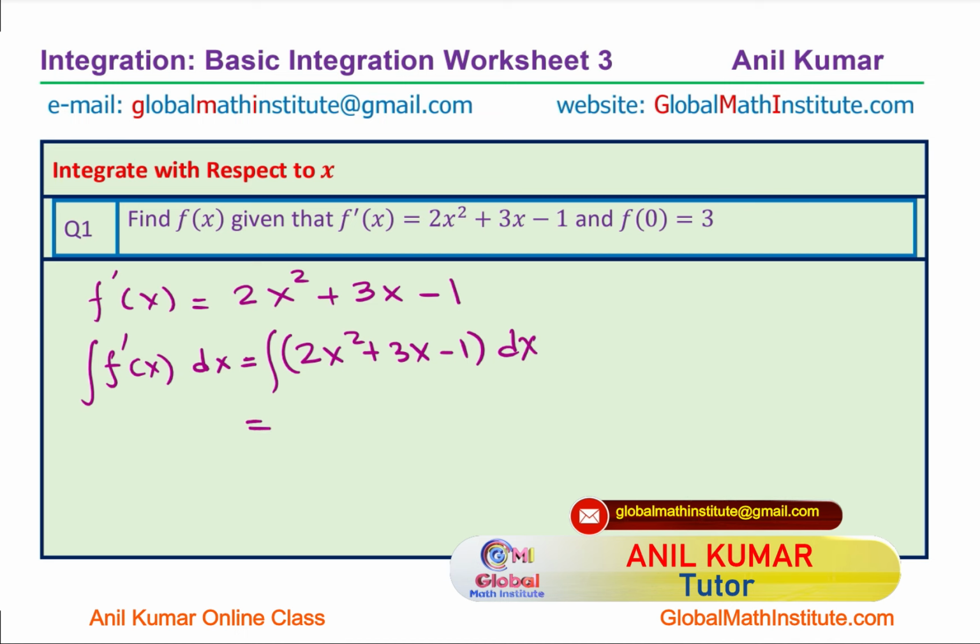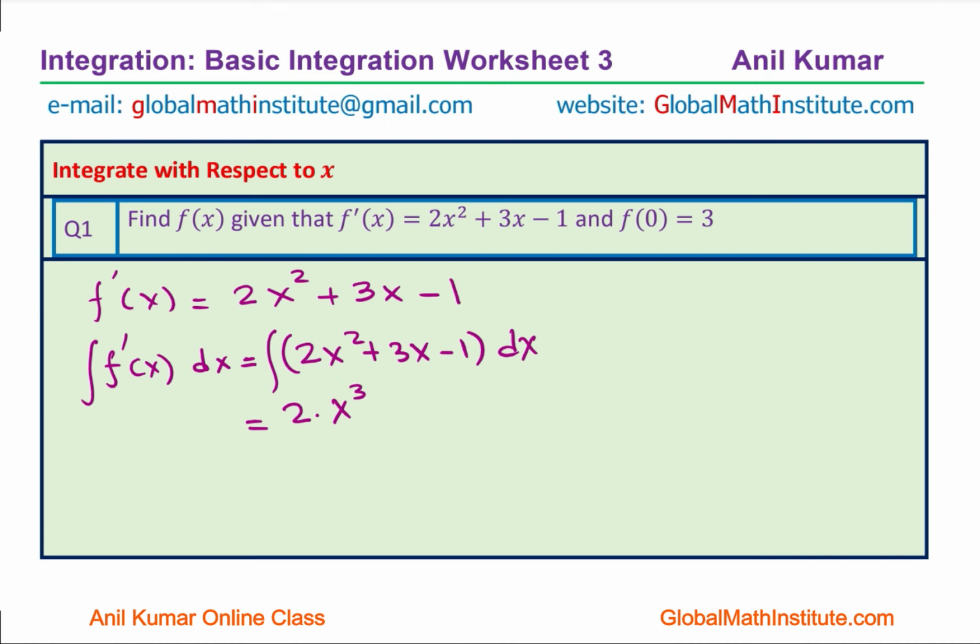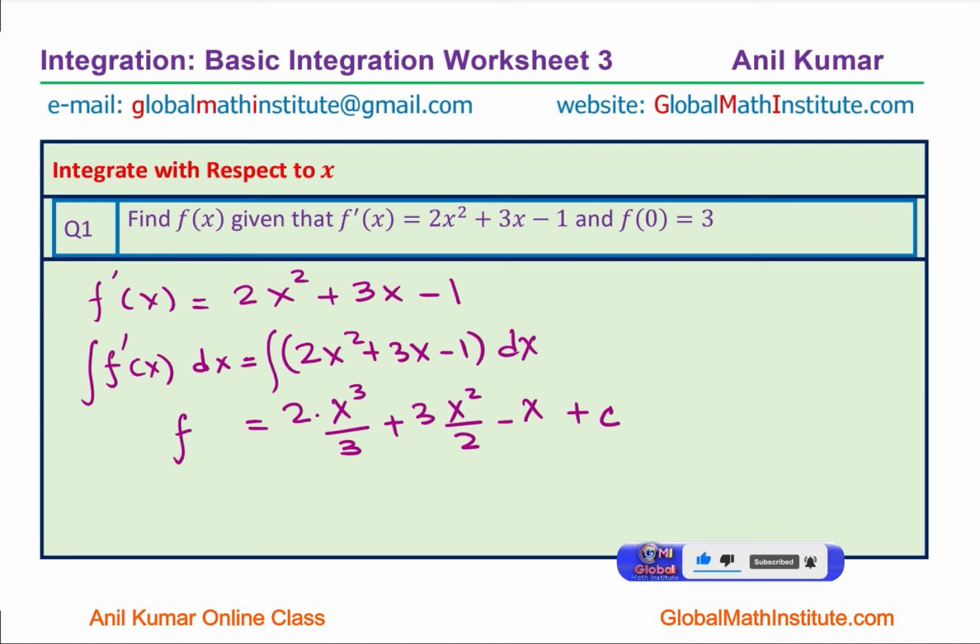Which is equal to, you can apply the power rule. So 2 times x cubed over 3 plus 3 times x squared over 2 minus 1 times x, right, plus a constant. So that becomes the derivative of the function and integral of the derivative. So that should be the function itself. So integral of the derivative is the function itself.